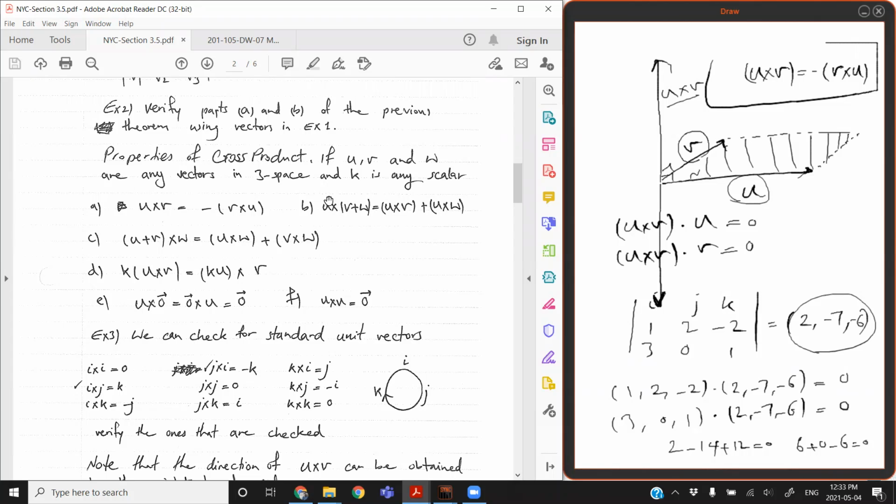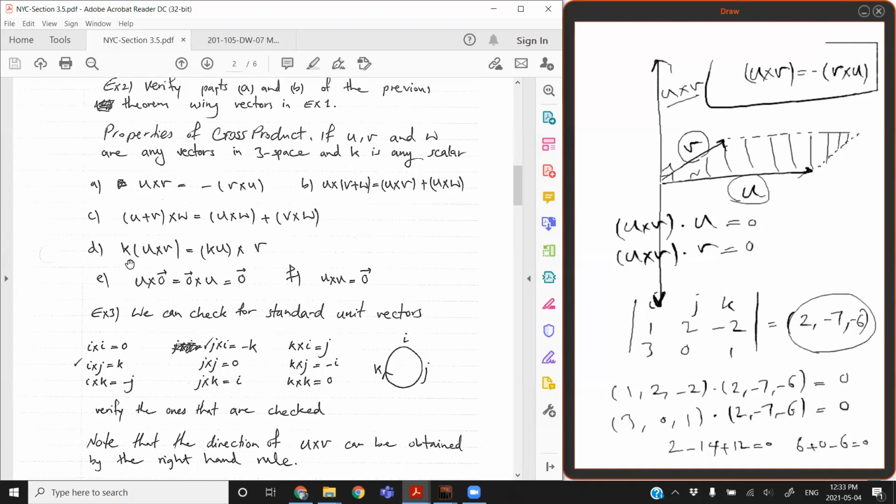We also have the distributive property. So u cross (v plus w) is u cross v plus u cross w. That's the distributive property. You have the distributive property from either side, from left or from right. So if you have (u plus v) cross w, that's u cross w plus v cross w.